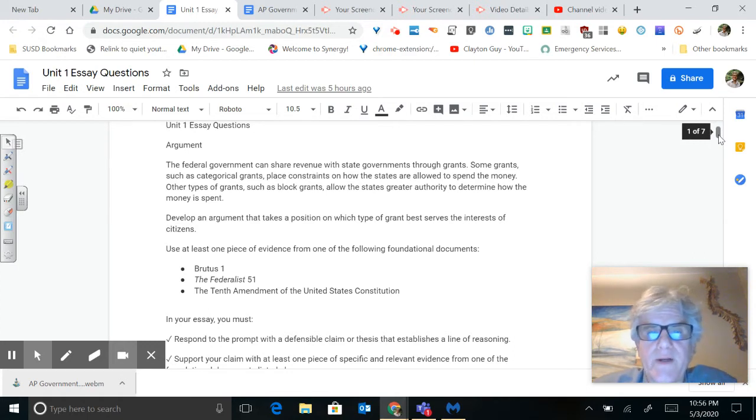So one of the advantages of a categorical grant is that the states can't move the money wherever they want to. They have to use it for whatever the government says, and that could be for the best of their citizens. If you're caring about welfare or young people with Head Start, if you're caring about colleges, you don't want the states to move the money into a different program.